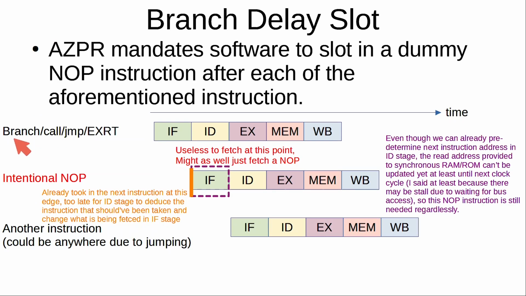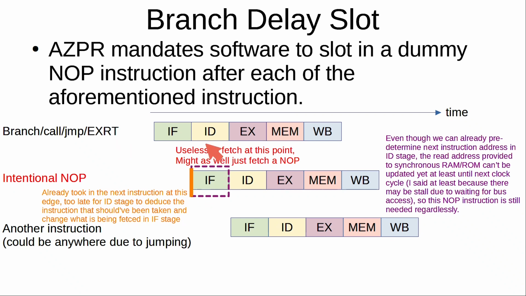Here is the branching instruction, which may or may not cause the jumping of the program counter. When this first instruction is in the decoding stage, it is actually useless to fetch at this point, because at this orange line here, the address register has already been updated with the next instruction after this branching instruction.